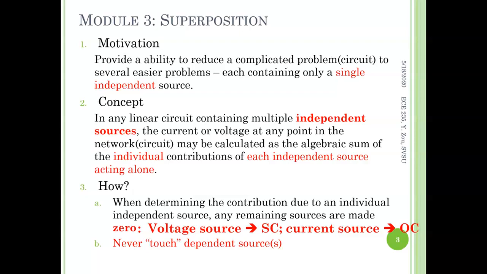The next tip about how: never touch dependent sources. They are untouchable. In other words, we are looking for the contribution due to an individual independent source. However, dependent sources are always there. You can't make them 0.